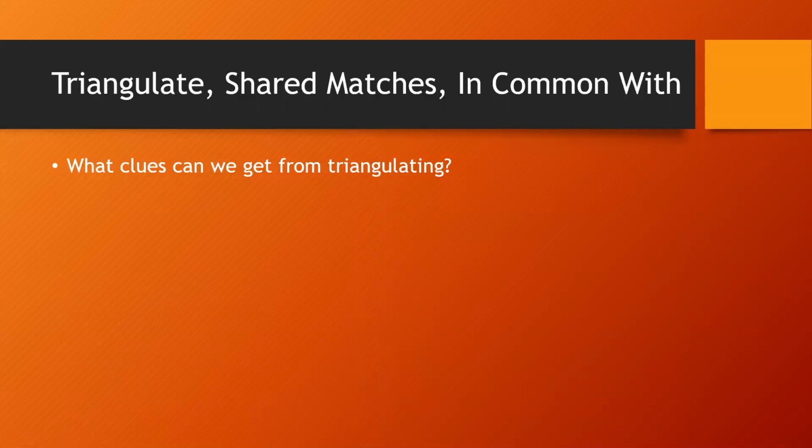So it's a tool we use to filter our lists. Instead of having 10,000 matches, then we can narrow it down to the people who only match the tester and cousin M and have a much smaller list of people to work with.